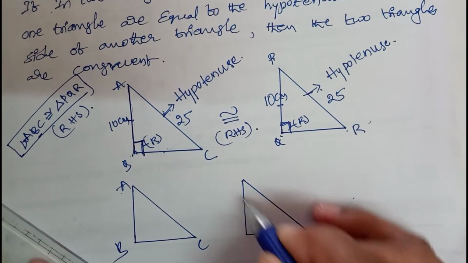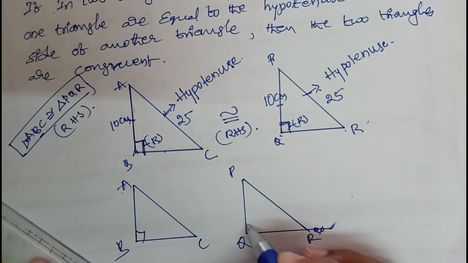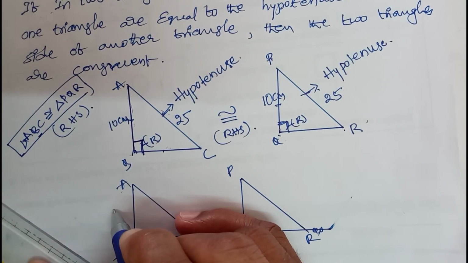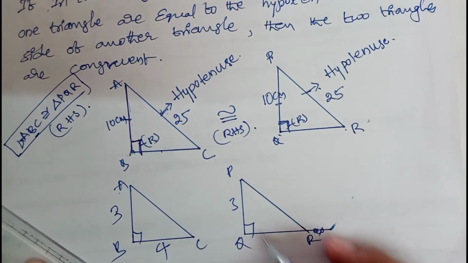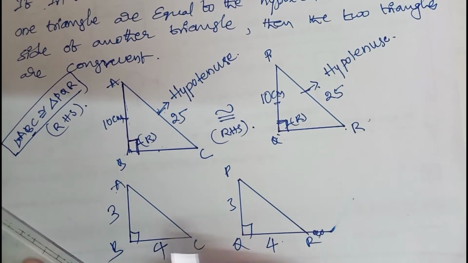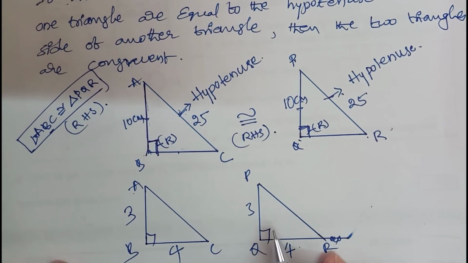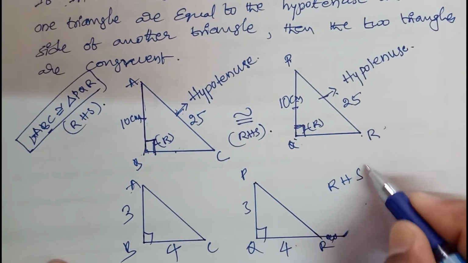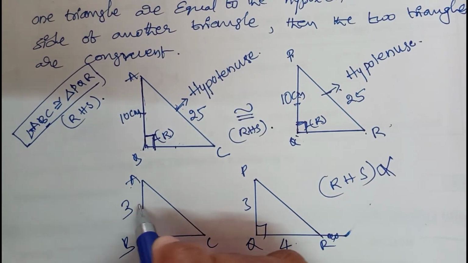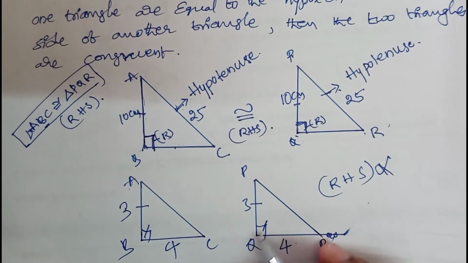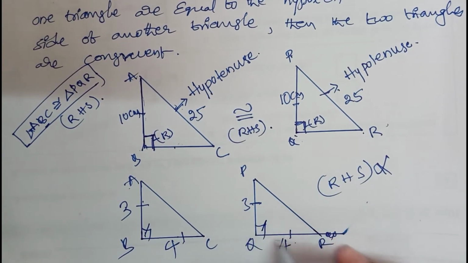ABC, this is PQR. Two triangles are there. Right angle at B, right angle at Q. The sides are 3 units, 4 units. Here it is also 3 units, 4 units. Now these two are right angle triangles, but by which criteria are these two congruent? It is not the RHS rule. On which criteria of congruency are these two congruent? Side, angle, side. Side, angle, side of one triangle is equal to side, angle, side of another triangle.